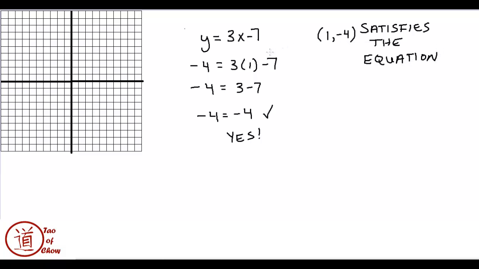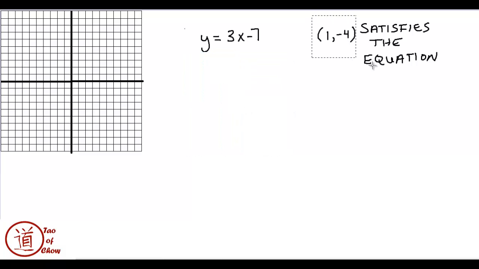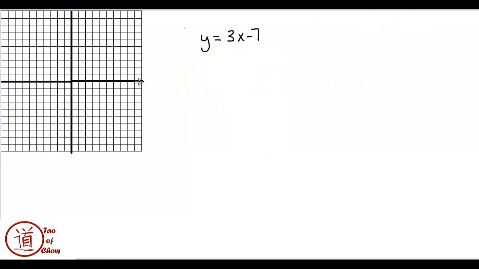Now what this really means is that the point 1, negative 4 is a point on the line described by y is equal to 3x minus 7. The problem though is that it's impossible for us to say a specific value of x and y, because there is actually an infinite number of them based on this line.